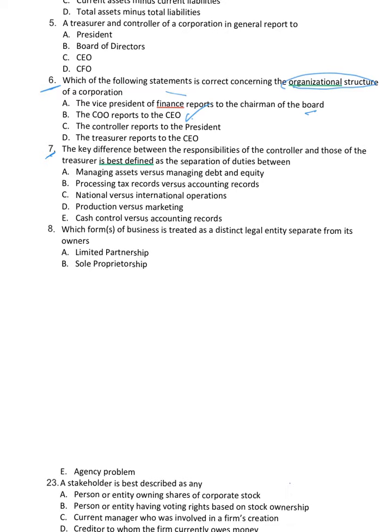Talking about the first option, which is managing assets versus managing debt and equity. When it comes to managing assets, we have already spoken about how this is done in financial accounting, and this is usually done by the controller. Obviously this includes managing debt and equity. Both things are done in financial accounting by the controller, and therefore there is no separation here between the controller and the treasurer.